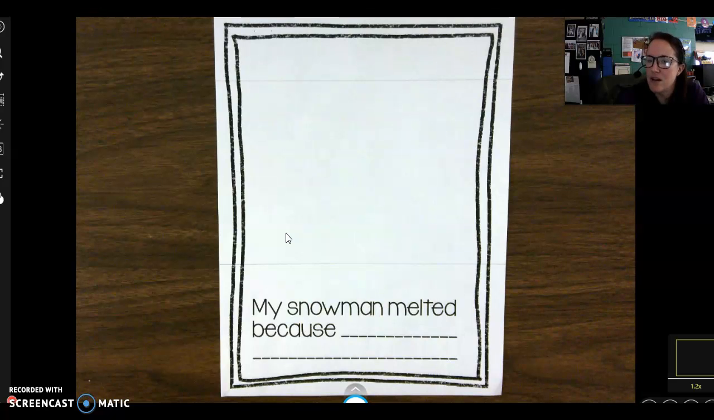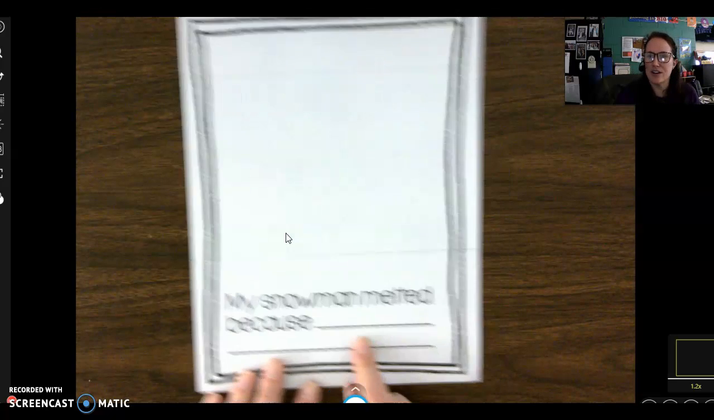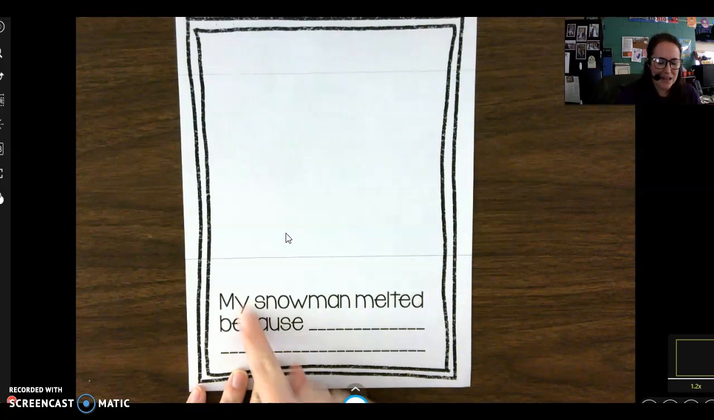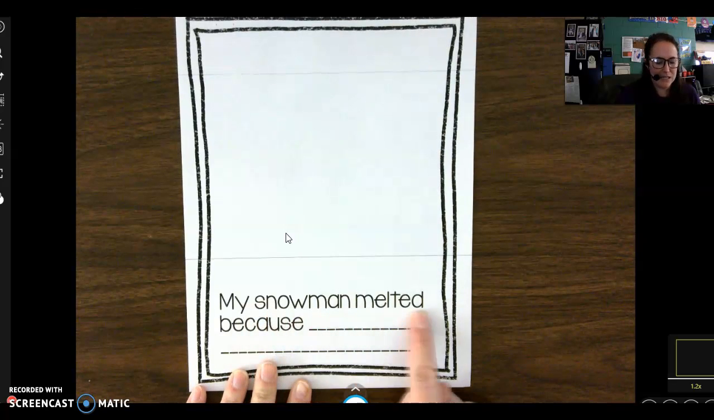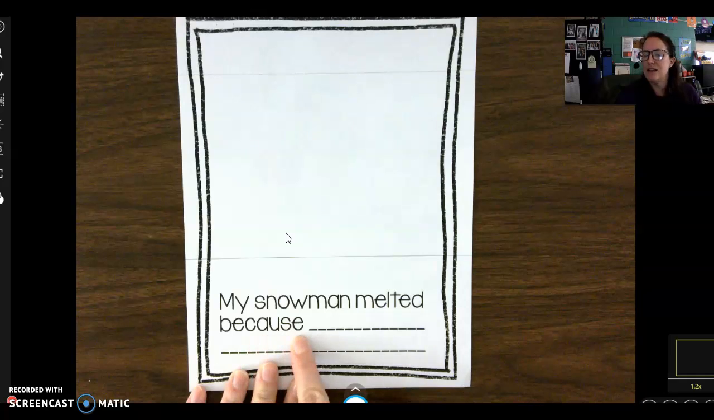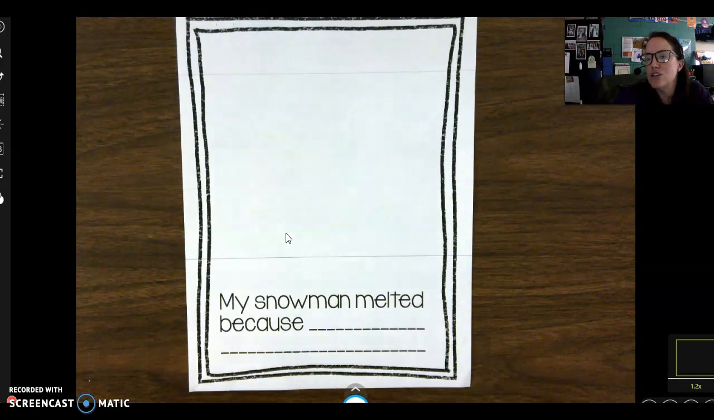snowman melt? Alright, so we've got a little sentence starter here on our paper. It says, my snowman melted because. I want you to think of a reason. What do you think would happen that would make your snowman melt? Alright, so I'm going to write one as kind of a model and an example for you, and then I'm going to let you think of your own reason your snowman melted.